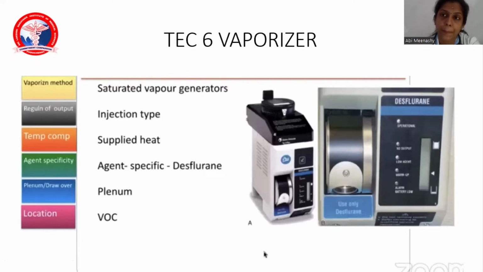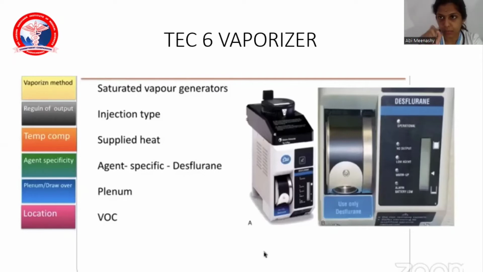What is injection type? A calculated amount of the vapor is being injected into the fresh gas flow. So you have to remember that in Tec 6 vaporizer, the fresh gas flow does not come inside the vaporizer. Calculated amount of the vapor agent is being injected into the fresh gas flow. Okay, temperature compensation, it is supplied heat. Supplied heat, as in from your outer surface, you have to supply the heat that is being lost.